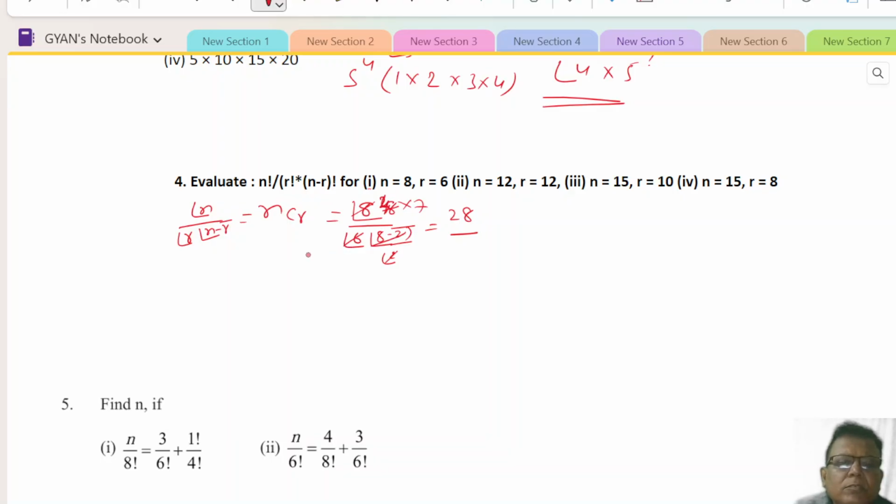So one thing, this is called nCr. So nCr and nC n minus r both will be same, because if you do this one, then this is factorial n divided by factorial n minus r into factorial n minus r. So that is equal to factorial n divided by factorial n minus r, and this is factorial r.